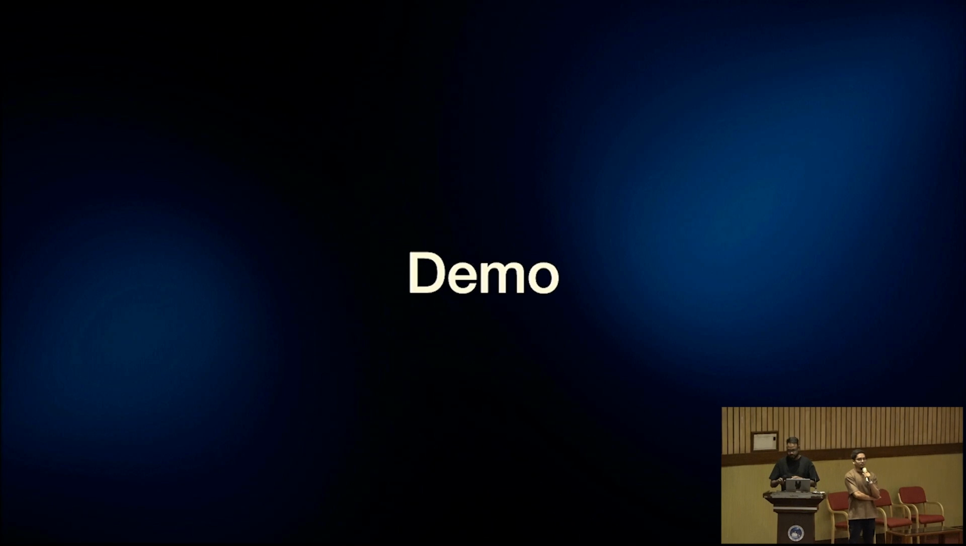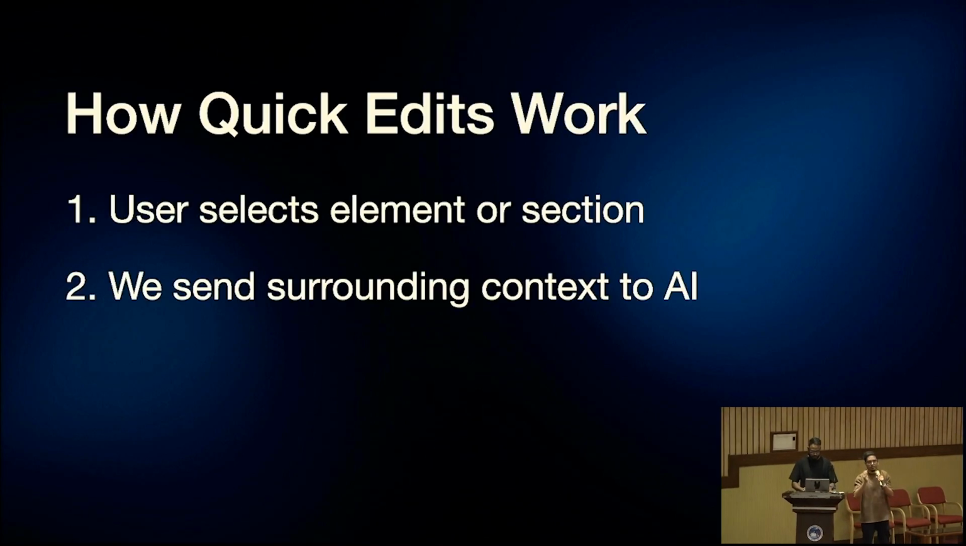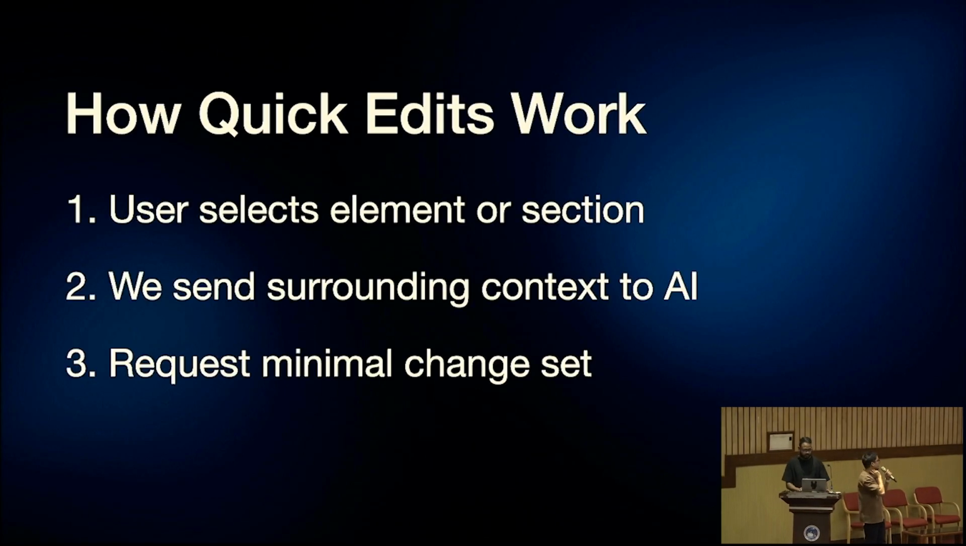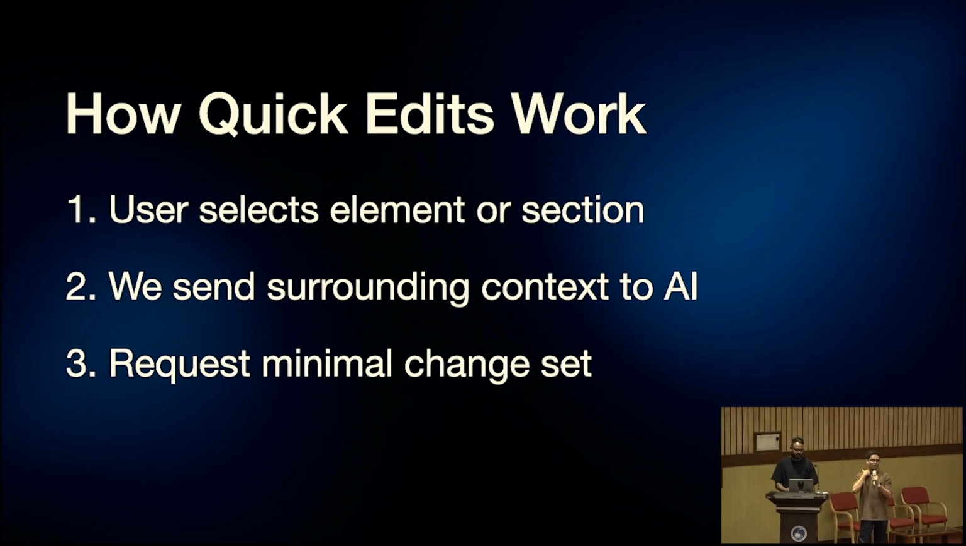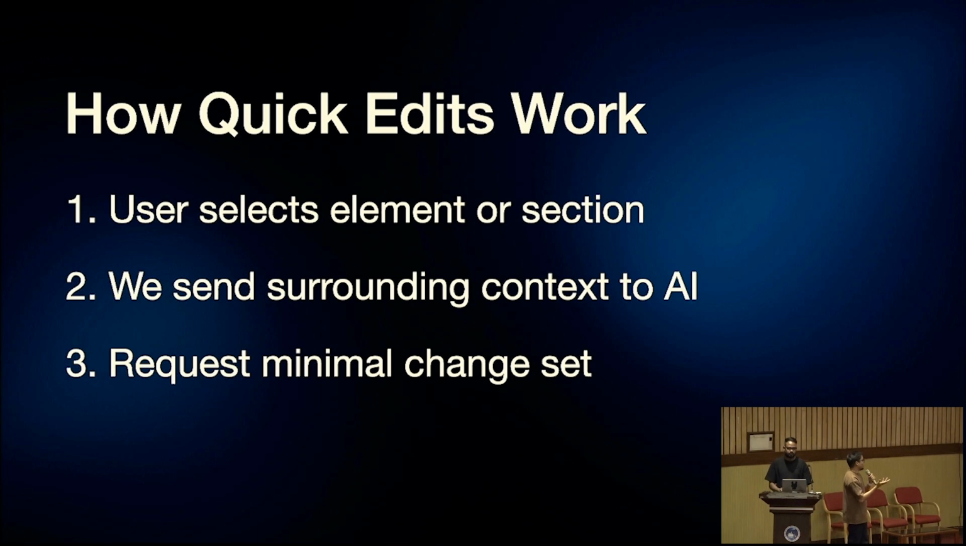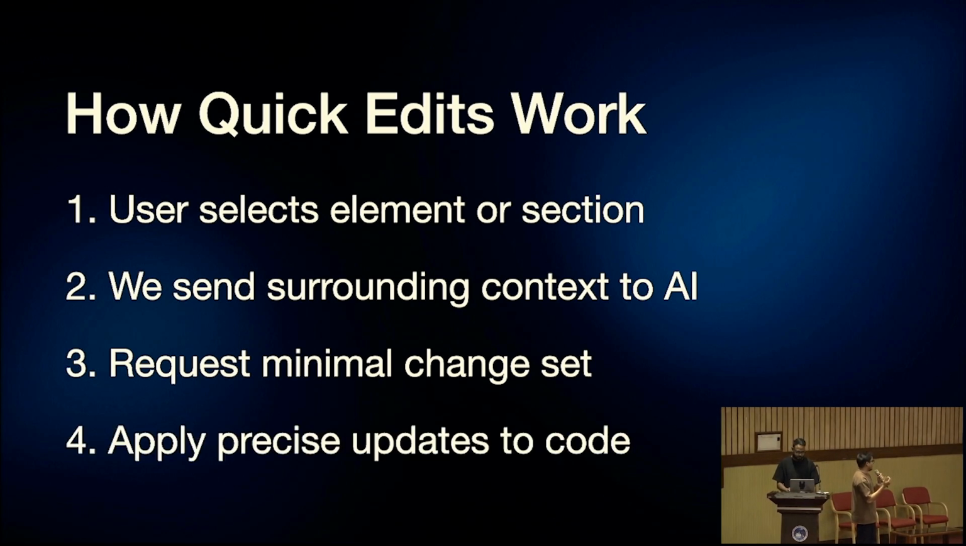So it works as a find and replace. When you select a particular div or layer, we send the surrounding context to the AI. We first tried sending the line number and asked the AI to edit that particular line number. It did not work well because AI is not good with numbers, but it's really good with context. So we send the surrounding context and request a minimal change set. And then it does the job. It applies precise updates.